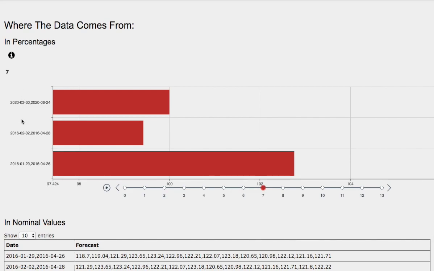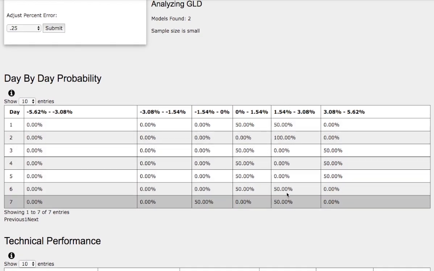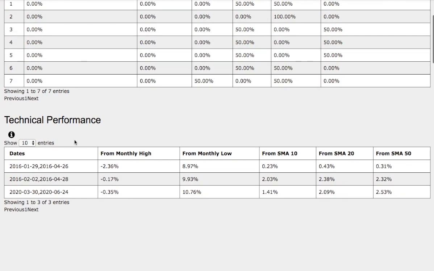So the model that we just examined, again, it was back in January 29th to April 26, 2016. Back then, gold futures was up around 2.8%. So if we head back to the day-by-day probability model, that coincides with this standard deviation of a 50% chance between 1.5% to 3%. And let's examine closer the technical performance of each model.